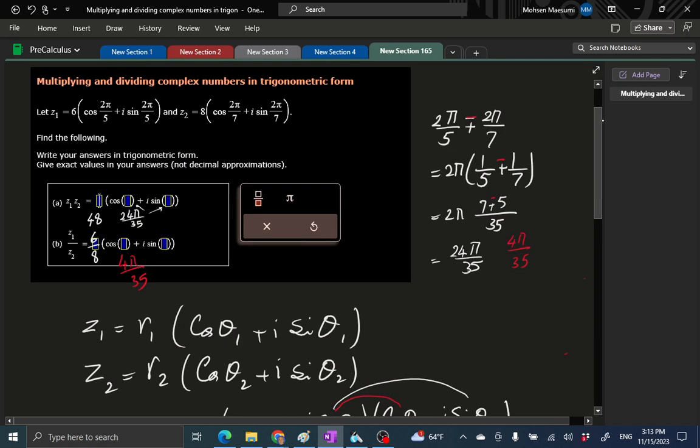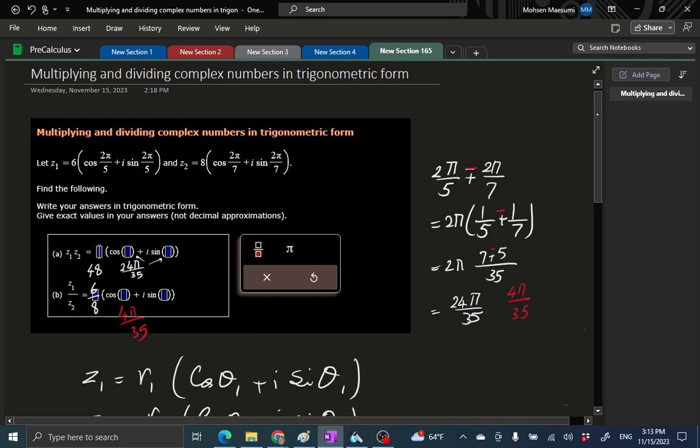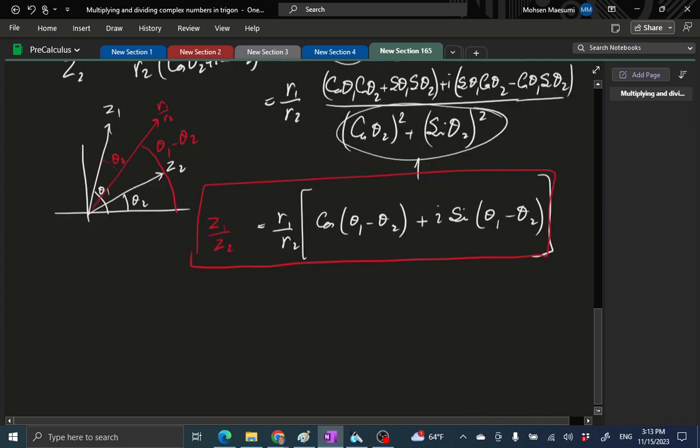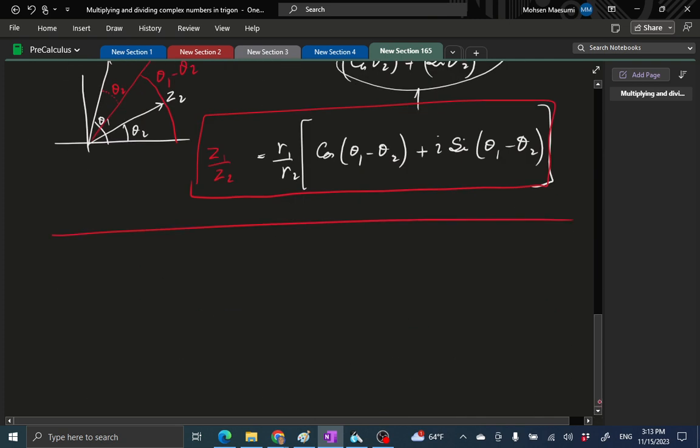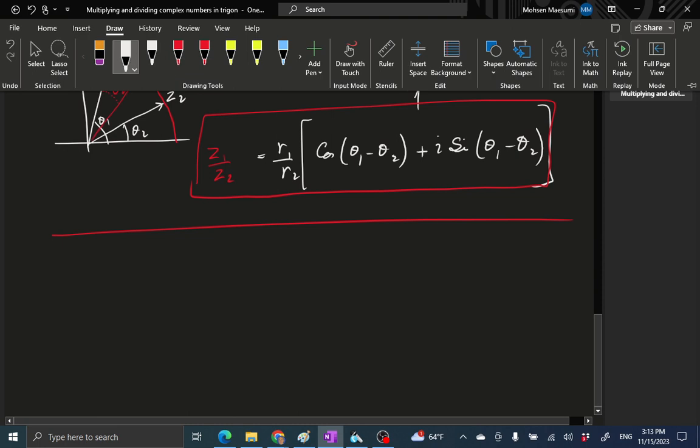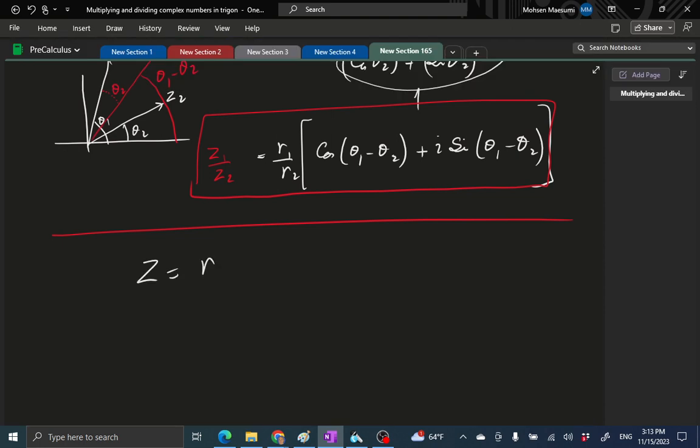Okay, so we learned how to perform this operation. Let's take a look at some special cases. What if I had to multiply a complex number with itself? What happens then? So suppose z is r (cosine of theta plus I sine of theta). Well, z times z, same as z squared. That is, I'm multiplying this thing by itself.